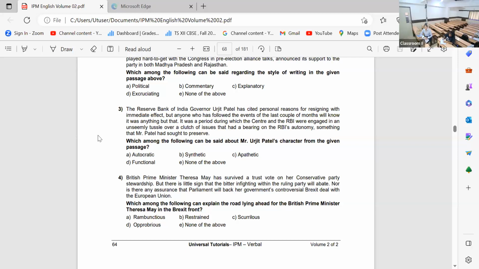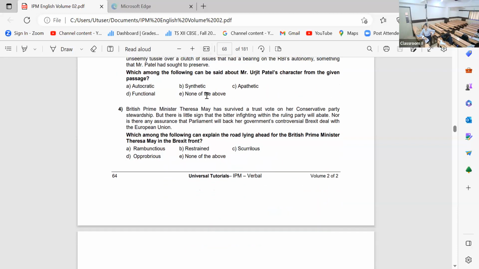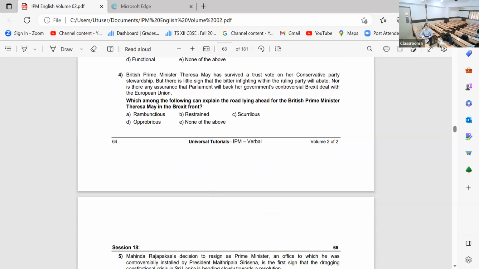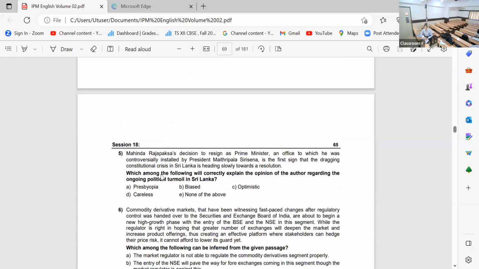If you can go down, please scroll down, Aditya. For question number 5, yeah. Opinion of the author. This is clear, optimistic, bias, illness. This is pretty simple. I'm just trying identifying the tough ones again. Question number 6 also, see if there's anything tough. Yeah. 6, 7, 8, 9, then you guys are comfortable.